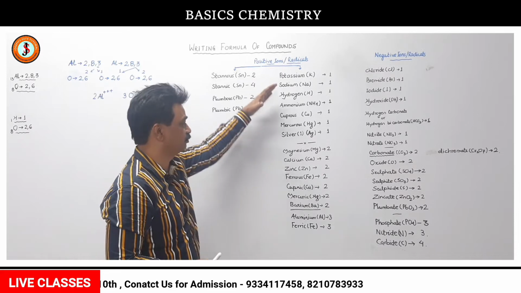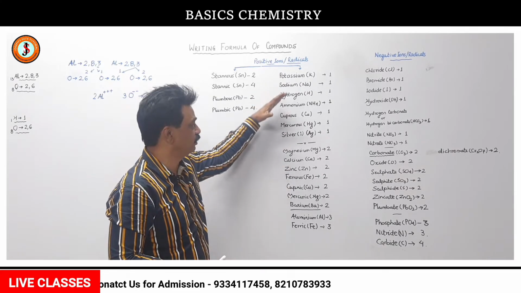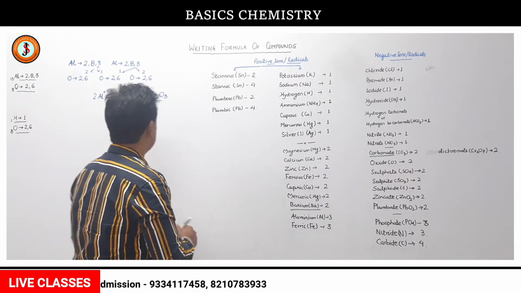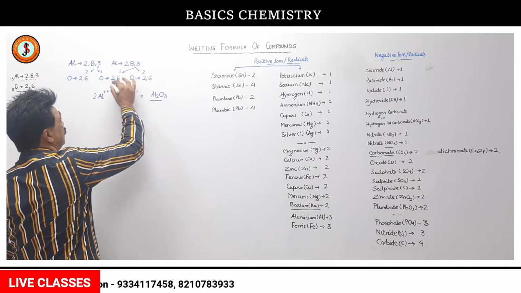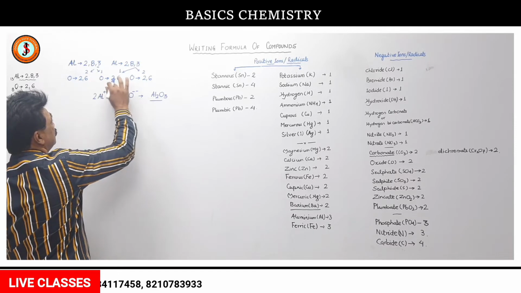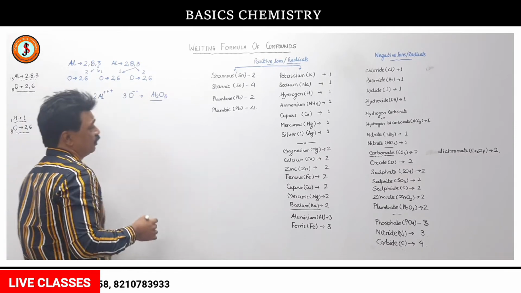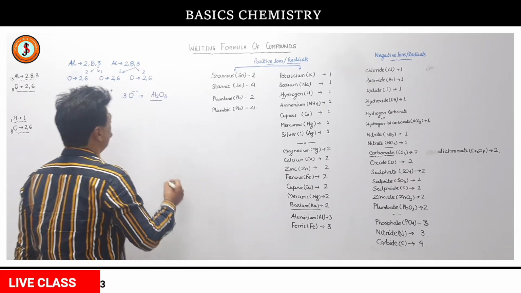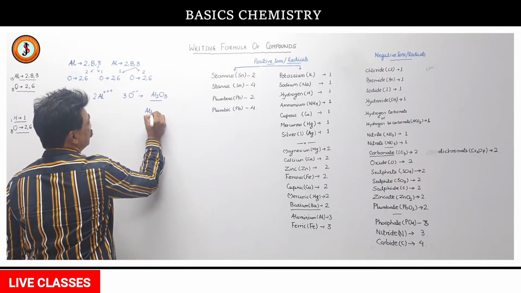There is a list of positive radicals, showing how many electrons they normally lose in a bond formation. Same way, the number of electrons gained by a single oxygen atom in each of these cases is 2. So the valency of oxygen is 2, and this compound is called aluminum oxide.